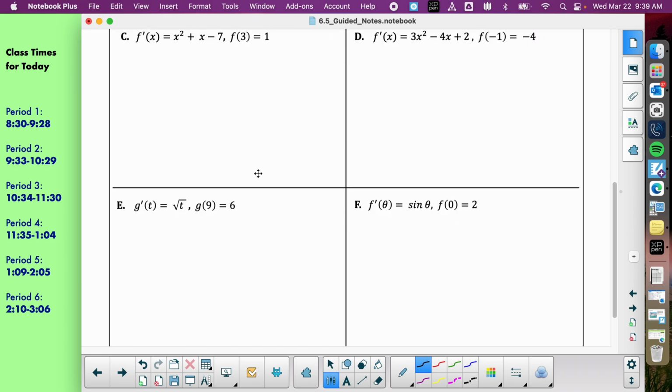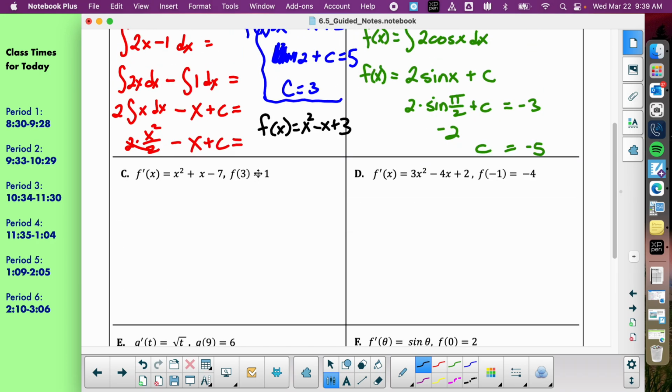What I noticed that's not here is that we're not given a second derivative and asked to find f of x. I believe that's in your homework. Yeah, it's in the homework, but it's not on this page. So that would just require you to do the same process twice. They give you f double prime and ask you to find f.